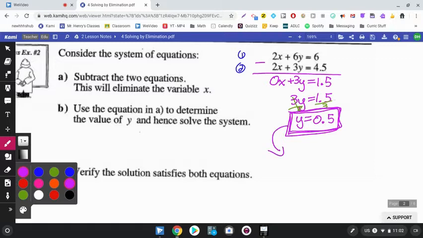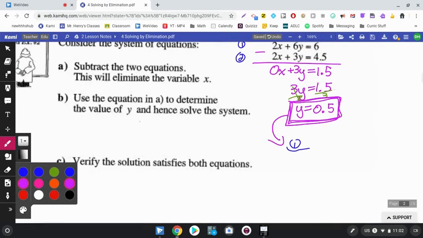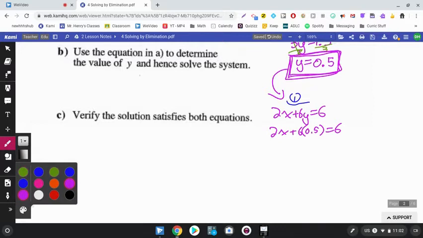Okay, so I'm going to take that into equation 1, and I'm going to say, 2x plus 6y equals 6. Well, 2x plus 6 times 0.5 equals 6. You plug in the known y value, and now it's an algebra problem. 2x plus 6 times 0.5 would be 3 equals 6. Start solving algebraically. 2x equals 3.